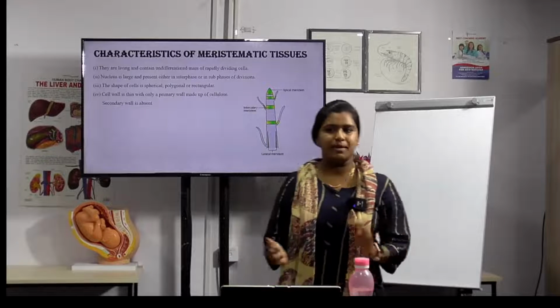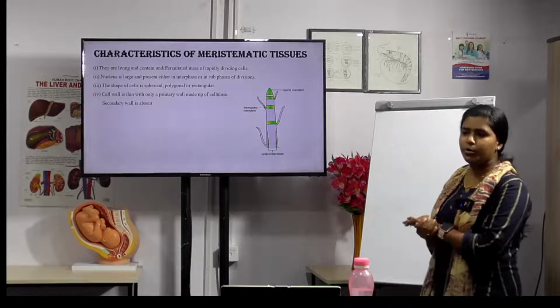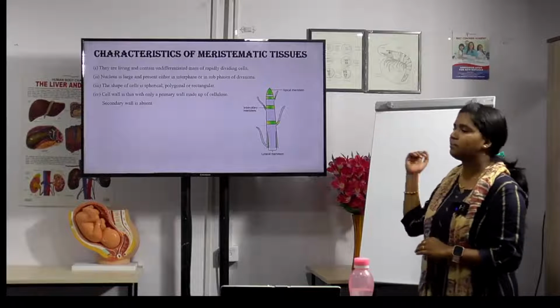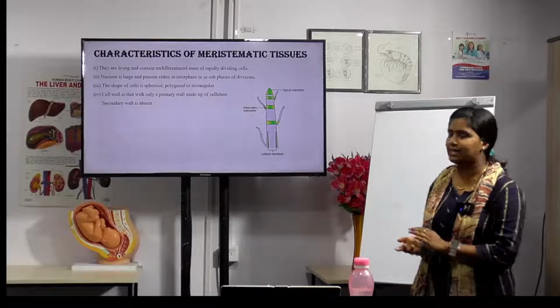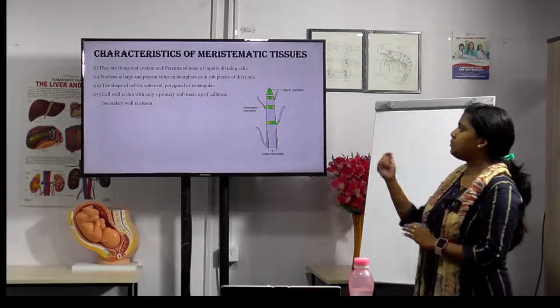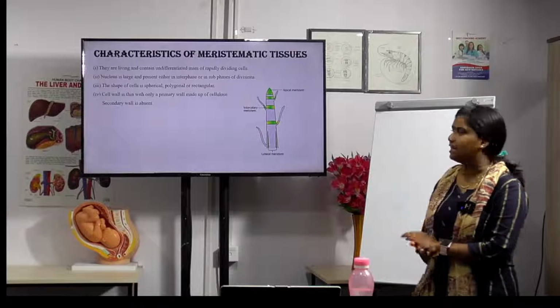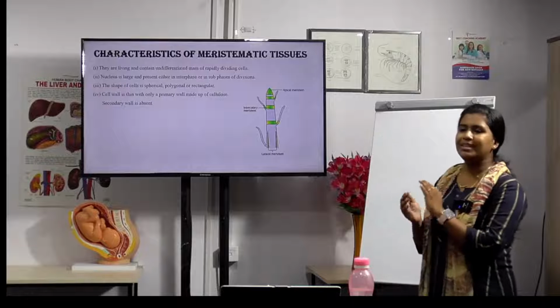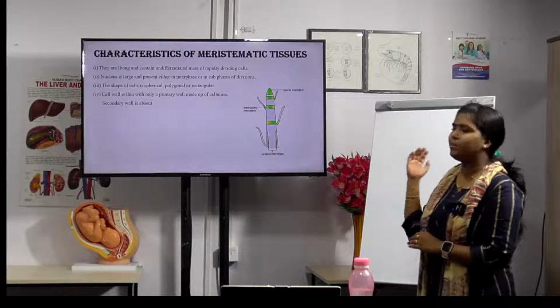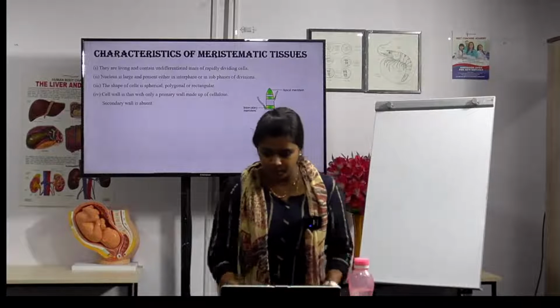Okay, I said what meristematic tissues are. Now let us see some of their characteristics. They are living and contain an undifferentiated mass of rapidly dividing cells, and the nucleus is very large in them, and the shape will be spherical, polygonal or rectangular, and the cell wall is thin with only a primary wall made up of cellulose, but there will be no secondary wall in them. Okay.